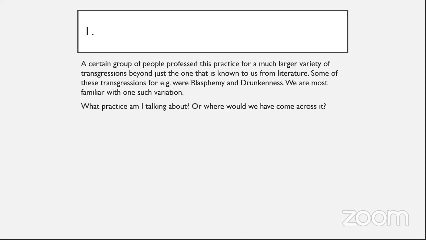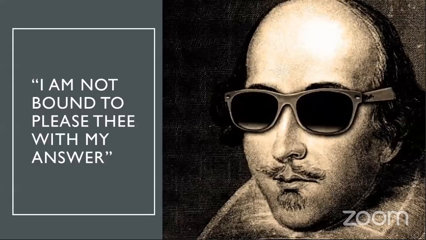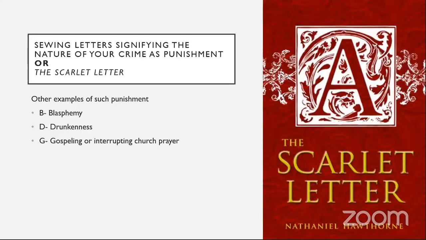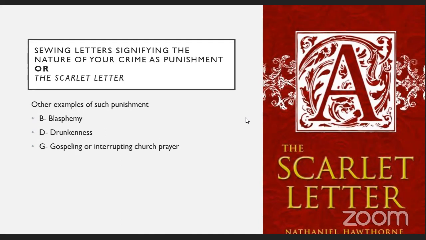Basically, the practice is that they used to sew on the letters which signified the nature of your crime as punishment. The idea was you were paraded around and everyone knew what crime you had committed. The most famous one that we are aware of is A for adultery from the Scarlet Letter. So simple enough. That gives 10 points to team 1 on the bounce.